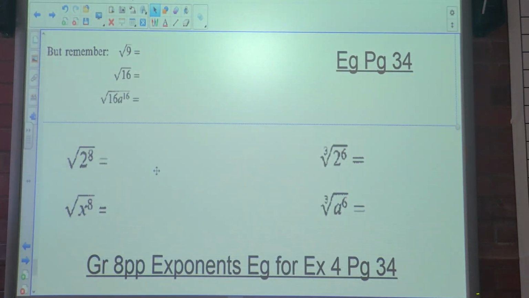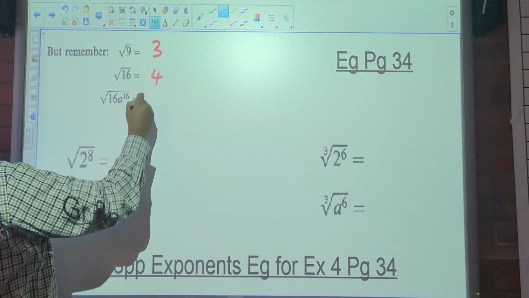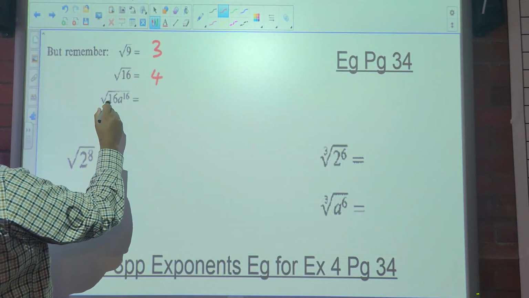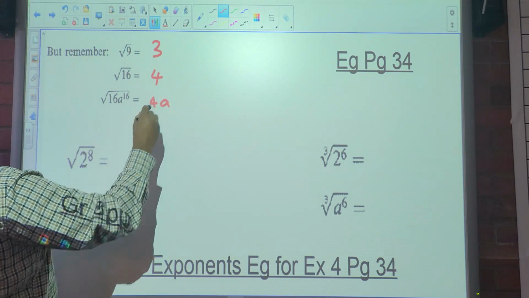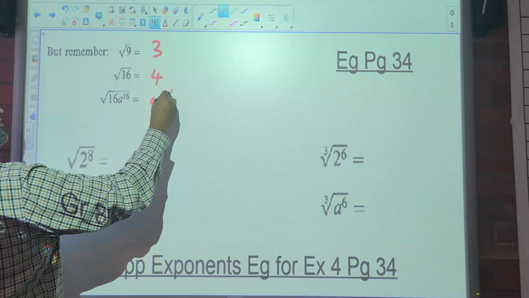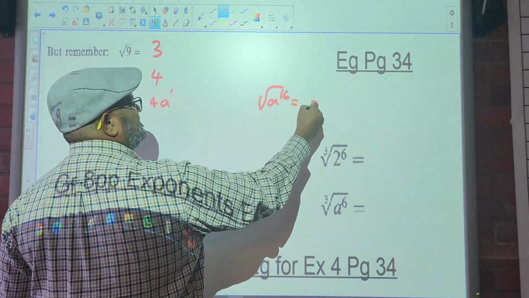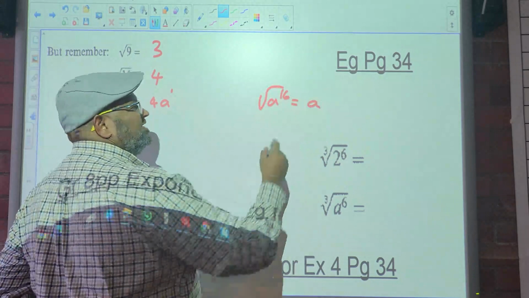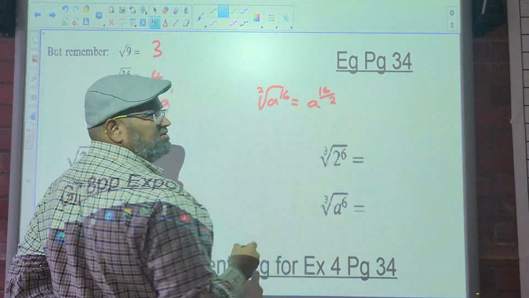So people, what's the square root of 9? 3. What's the square root of 16? 4. What's the square root of a to the 16? 8 to the exponent 16 over 2.